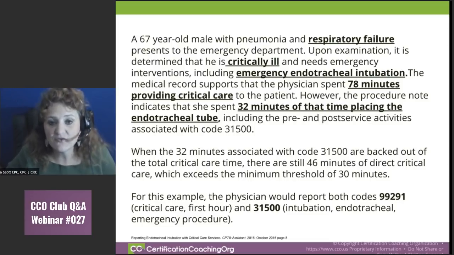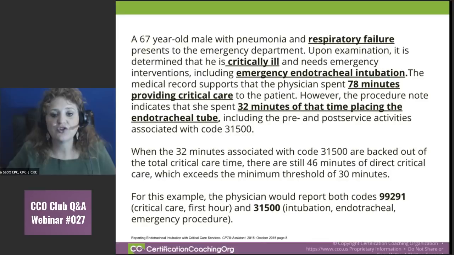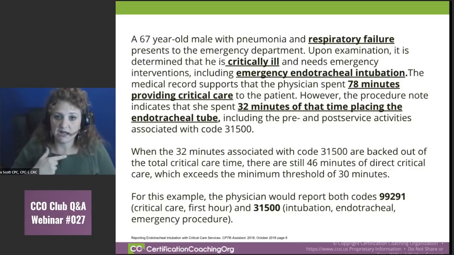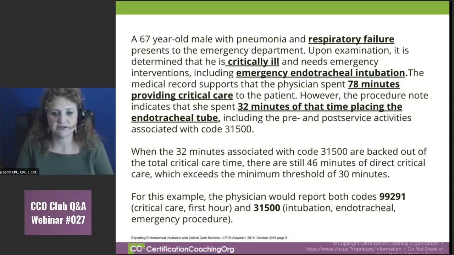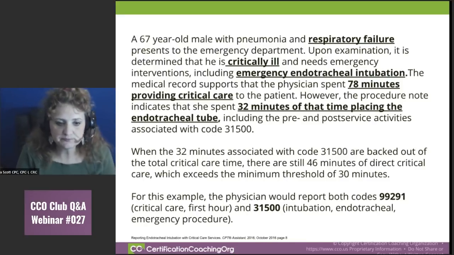Okay. However, here's the hiccup. The procedure note states that she spent 32 minutes of that time placing the endotracheal tube. So, including the pre and post-operative activities associated with placing the tube, 31500. So how do we code that out, right? What are we supposed to do?